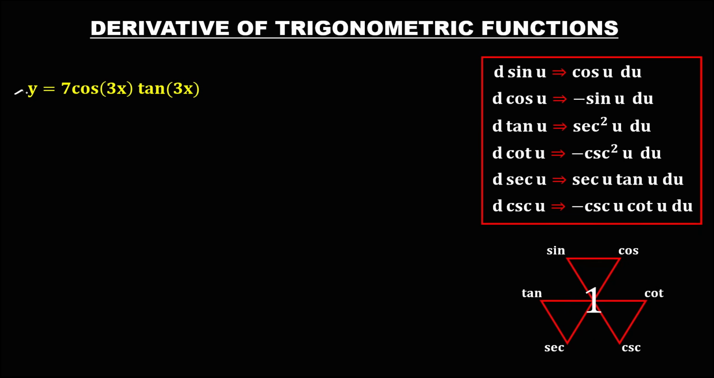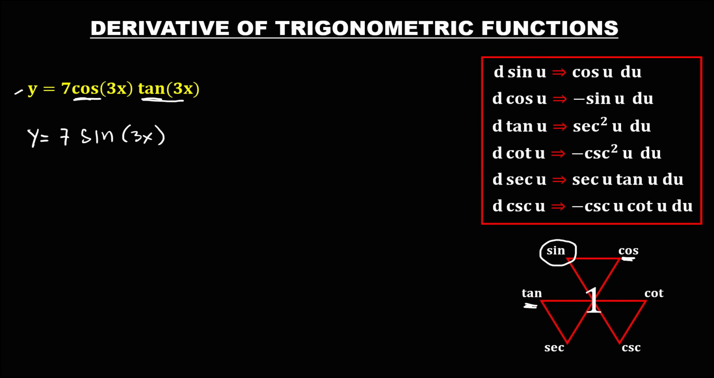So from this given, cosine times tangent is equal to sine. Therefore, we need to rewrite this given using the identity. So y equals, bring down the constant, and again cosine times tangent is equal to sine, then 3x.